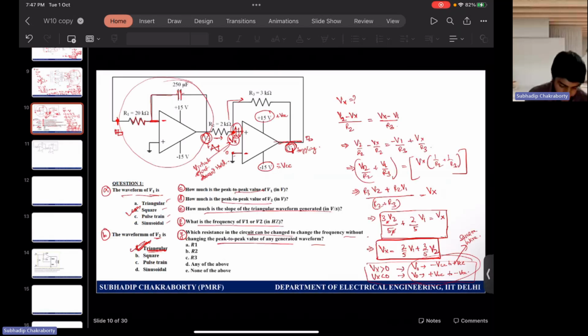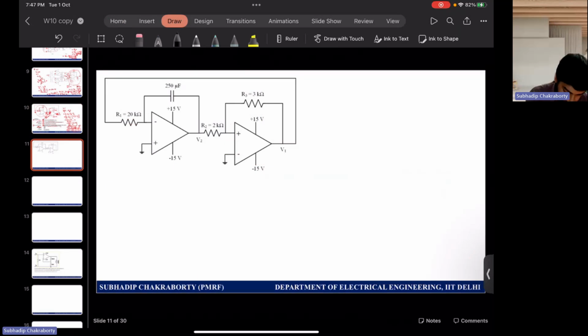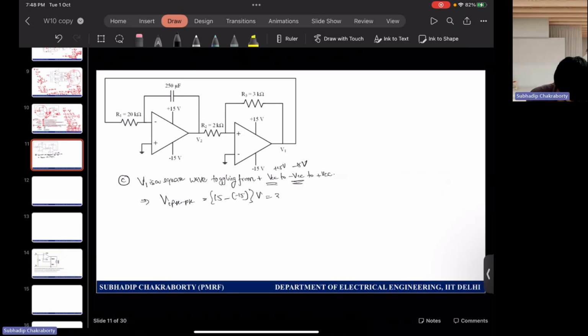The next part asks about the peak to peak value of V1. So V1 is a square wave toggling from plus VCC to minus VCC, again back to plus VCC. And what is the value of plus VCC and minus VCC? This is nothing but plus 15 volts to minus 15 volts. So V1 peak to peak, what we can write is 15 minus minus 15, which is nothing but 30 volts.